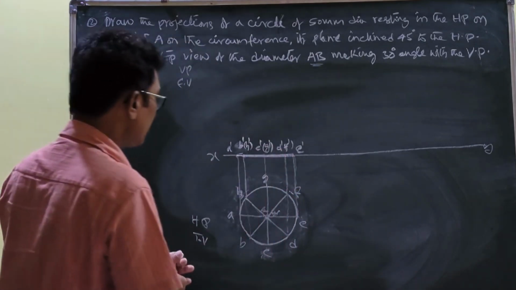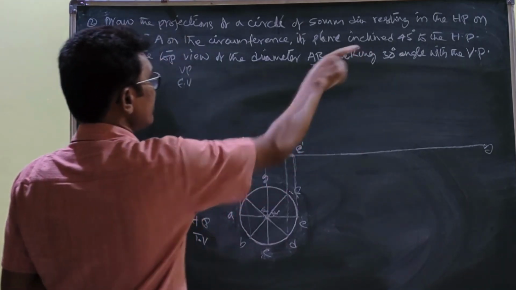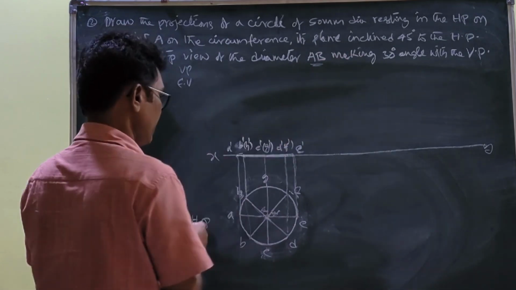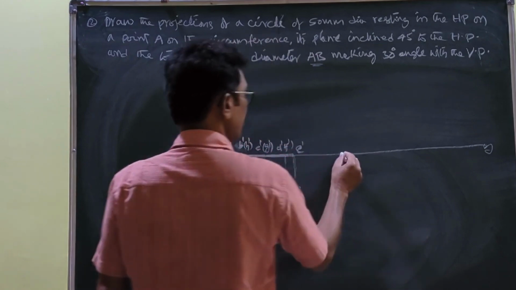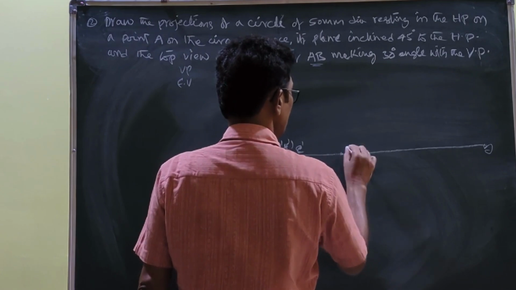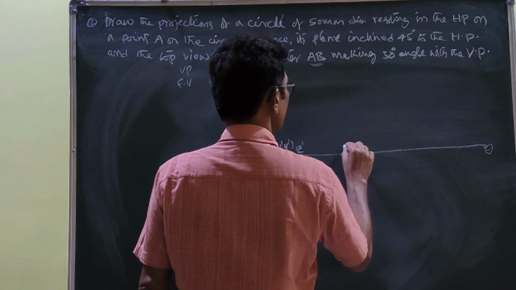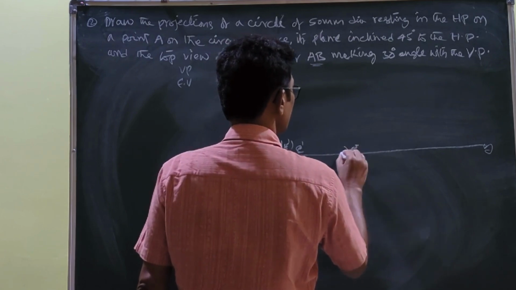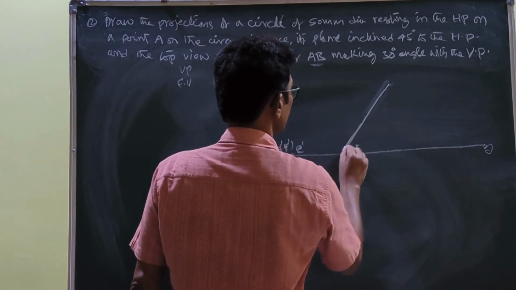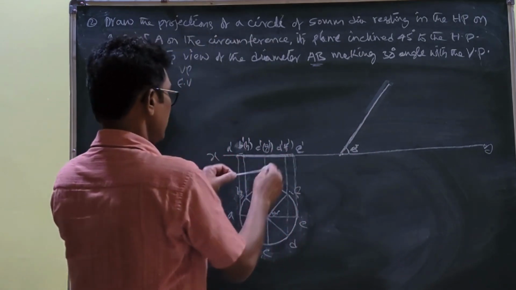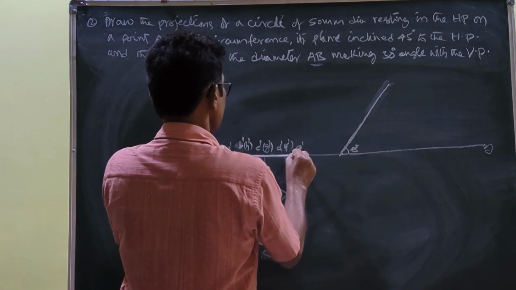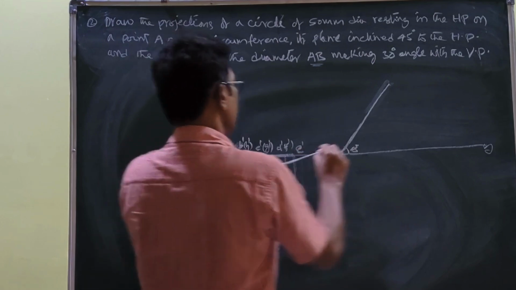Okay, once you complete this, now set up 45 degrees, since the plane is inclined 45 degrees to HP. You select an appropriate point here, the distance doesn't matter. You set up 45 degrees to HP and draw a line. Once you draw the line, you come over. This is the diameter, almost equal.